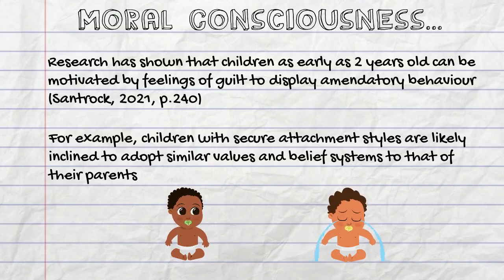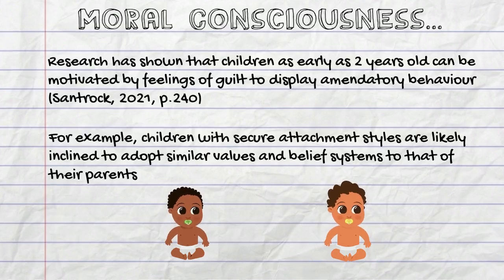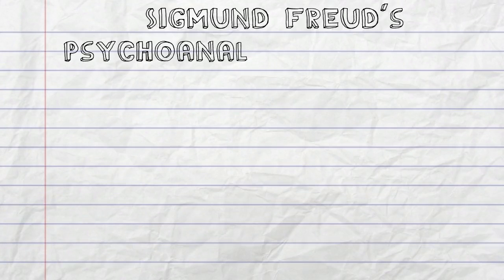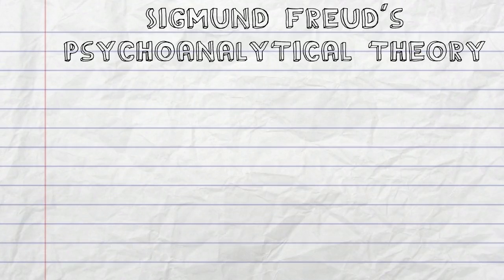The development of conscience in children is also greatly researched alongside children's relationships with their parents or caregivers, and how, or if, children adopt similar values and belief systems to that of their parents or caregivers. For example, children with secure attachment styles are likely inclined to adopt similar values and belief systems to that of their parents.